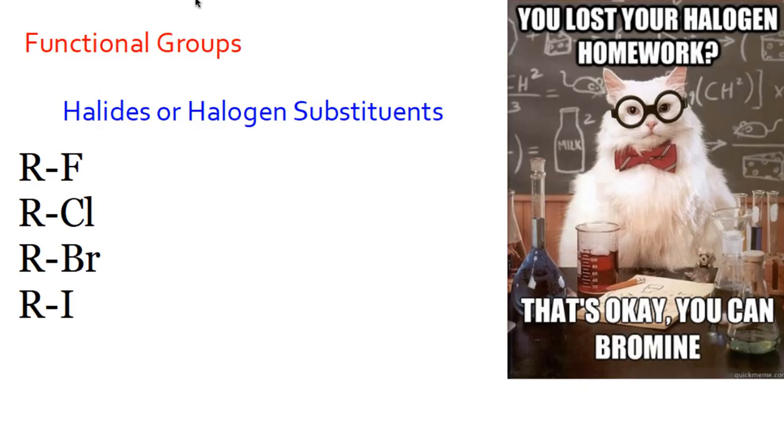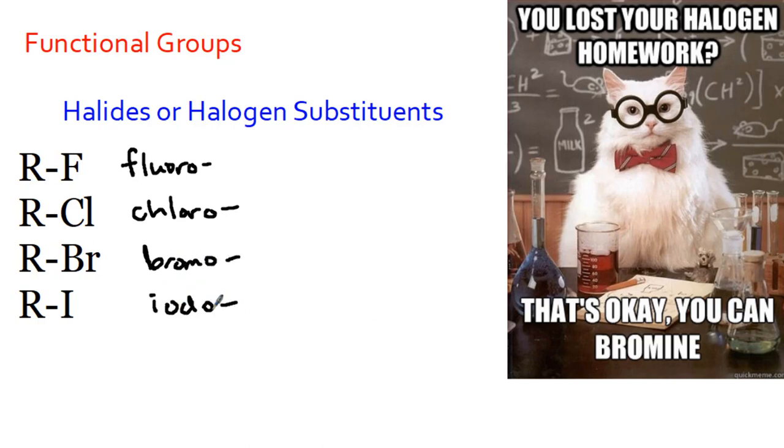So the first functional group we have is a thing called a halide or a halogen substituent. What do I mean by a halide or a halogen? Well, we mean fluorine, chlorine, bromine, and iodine. So if you take a look, this R represents all of the carbons and hydrogens and so forth. And then we have, sitting off one of these ends, a fluorine. So we would call that fluoro, or chloro, or bromo, or iodo, because of fluorine, chlorine, bromine, and iodine.